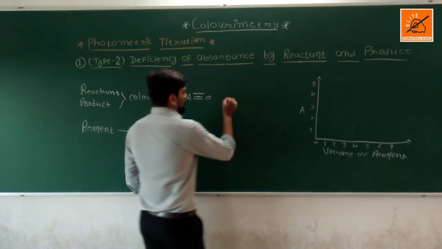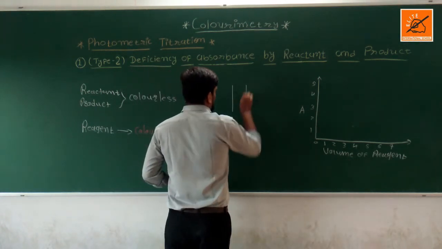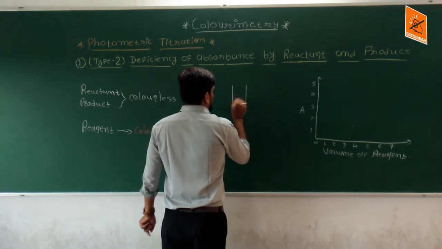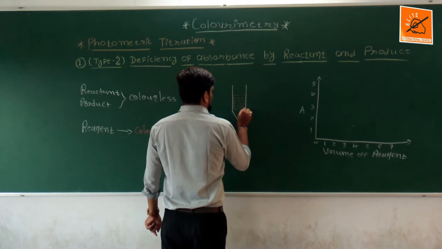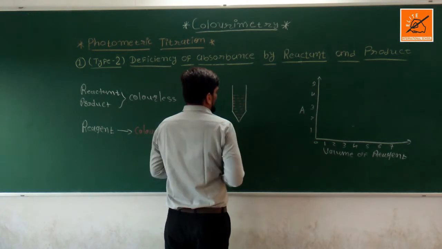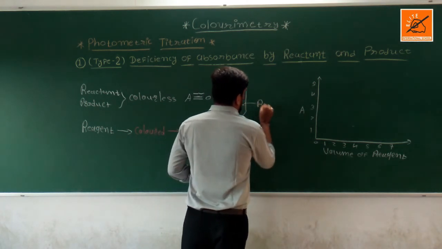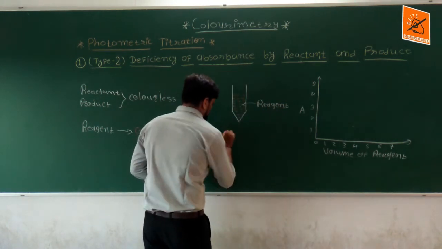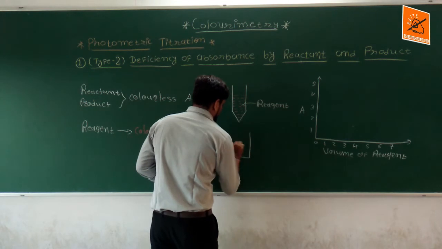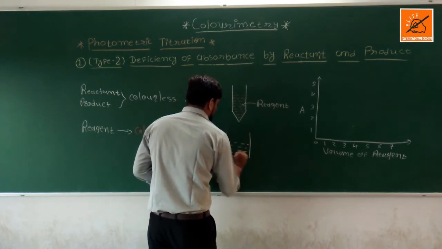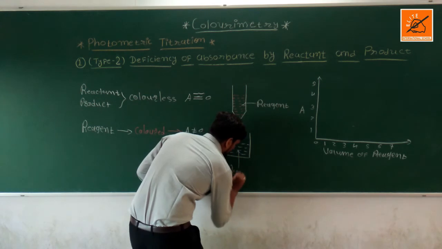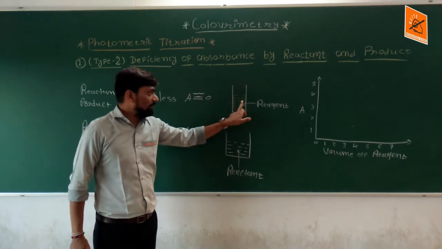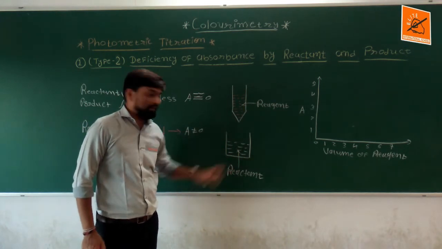Then we take a burette. Into the burette we take the reagent. This reagent is colored. So this colored reagent is taken into the burette. This is the reagent, a colored compound. And we take a flask. Into the flask we take the reactant. So this is the reaction mixture in the flask. This reagent is a colored compound. This reactant is a colorless compound.